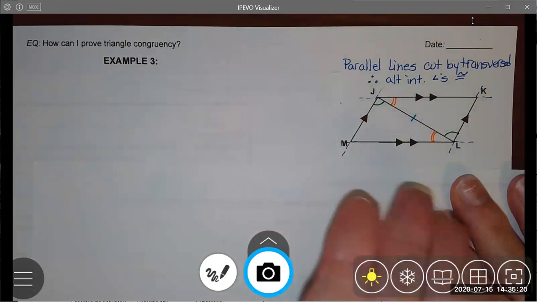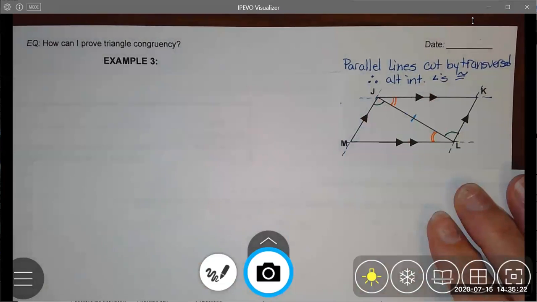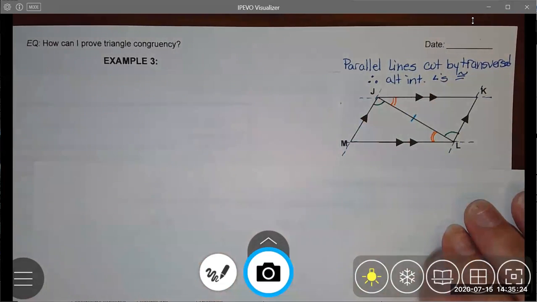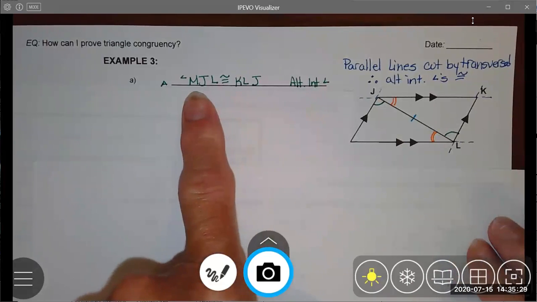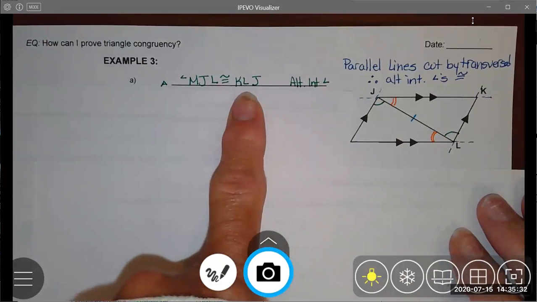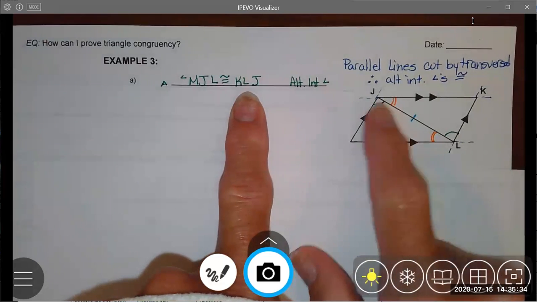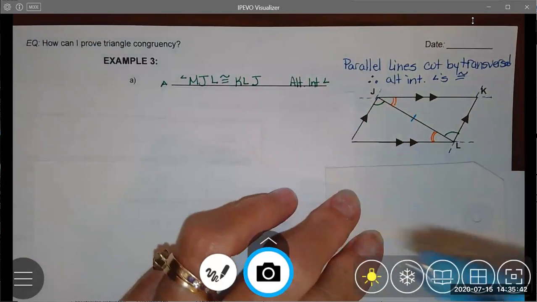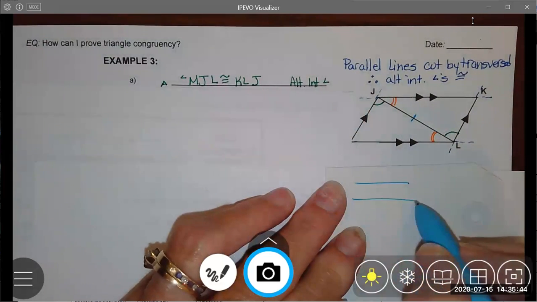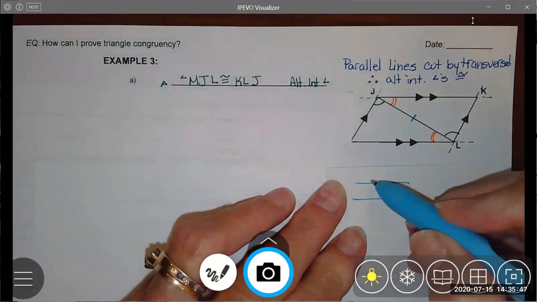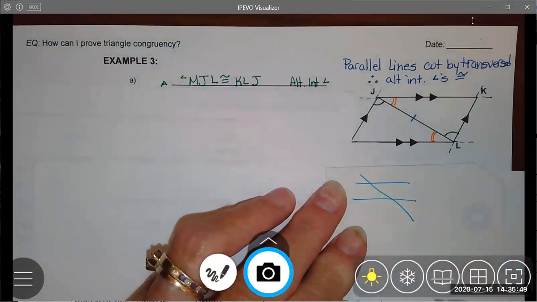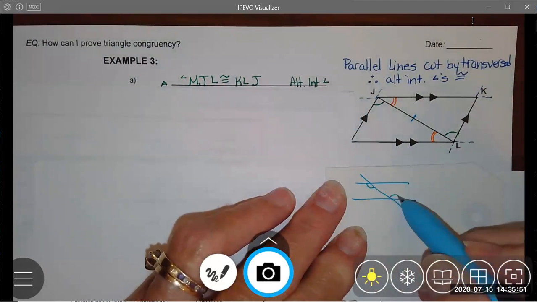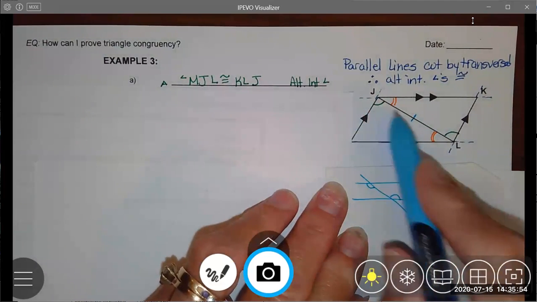All right, so in this picture, because I have so many different sets of parallel lines, I can say that by alternate interior angles, MJL is congruent to KLJ. And sometimes it helps to actually draw the parallel lines independently. So if I have parallel lines and they are cut by a transversal, then I know that this angle is congruent to this one. And those are the green angles you see right there.